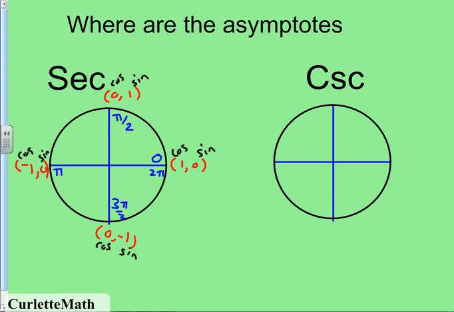So, we just talked about how the secant is 1 over cosine. Where's that cosine 0? That cosine is 0 up here at pi over 2 and down here at 3 pi over 2. So at pi over 2 and at 3 pi over 2, we're going to have asymptotes.